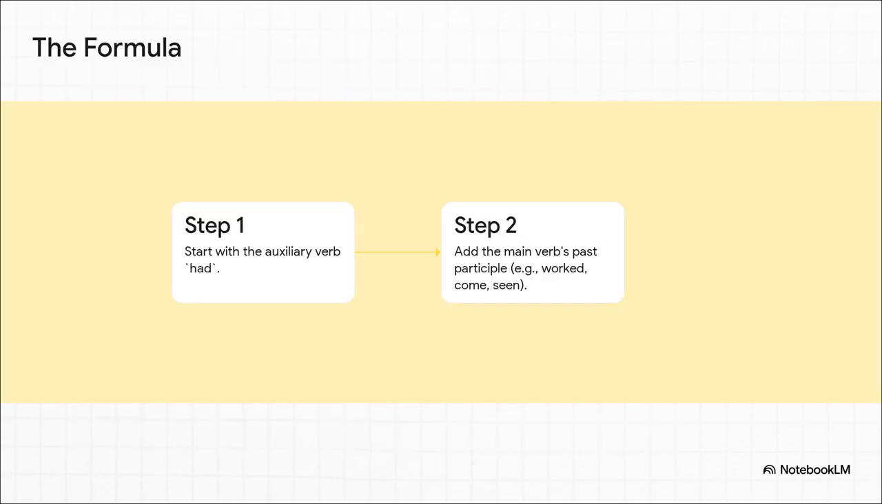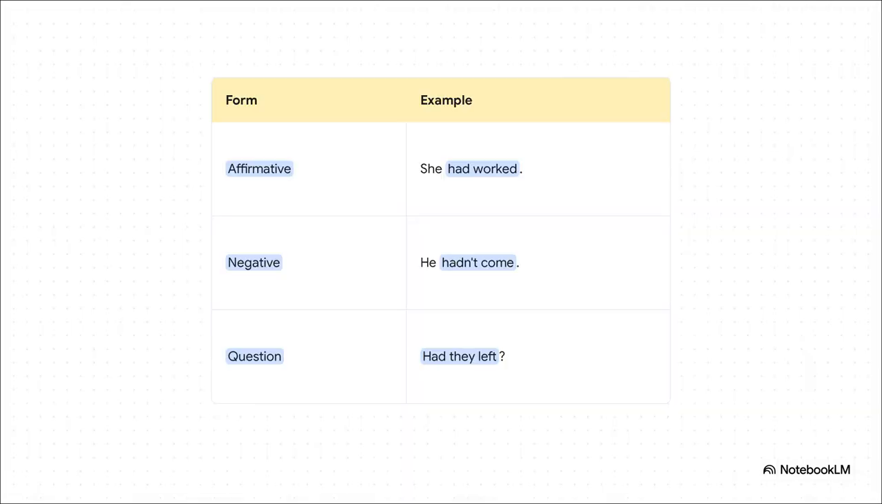You ready for this? The formula is literally just 2 steps. That's it. First, you start with the little helper verb "had." And the best part? It's "had" for everybody. I had, you had, she had, they had. Super simple. Step 2, you just tack on the past participle of your main verb. Words like worked, seen, or left. And that's the whole shebang. Had plus the past participle. Done.